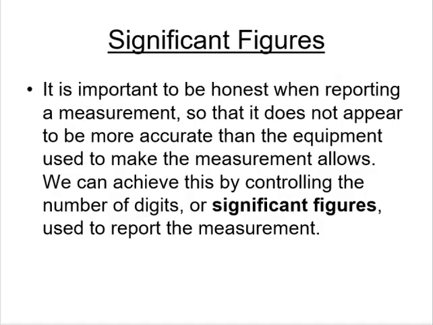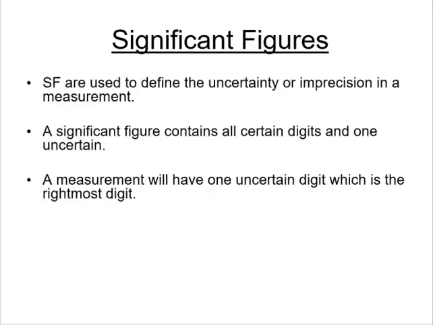The first concept we need to understand is significant figures. It is important to be honest when reporting a measurement so that it does not appear to be more accurate than the equipment being used to make the measurement allows. We can achieve this by controlling the number of digits, or significant figures. Significant figures are used to define uncertainty or imprecision in a measurement.